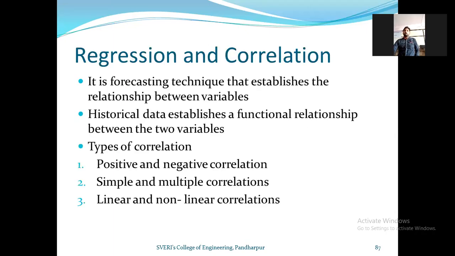Regression analysis is a forecasting technique that establishes a relationship between the variables, and historical data establishes a functional relation between the 2 variables. What are the different types of correlations in a regression analysis? Positive correlation or negative correlation, simple or multiple correlation, linear or non-linear relation.